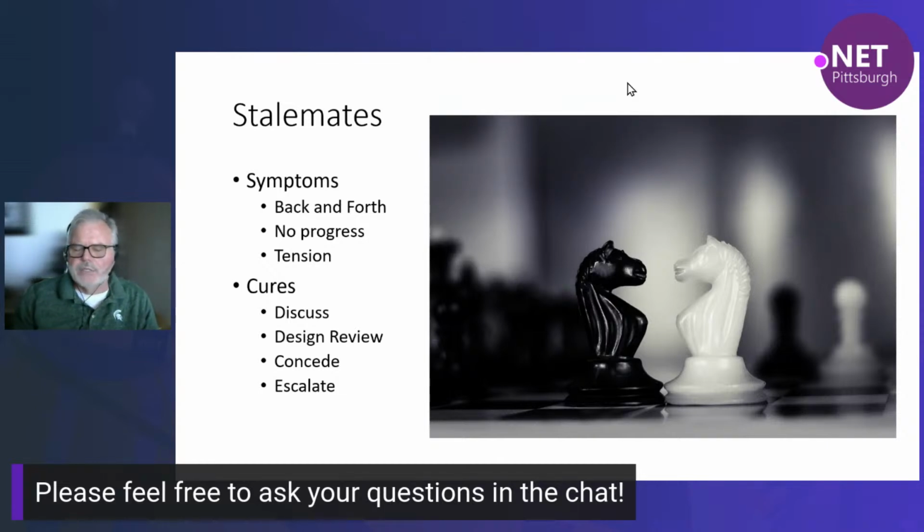And then finally, the last resort, escalate, bringing it up to the architect, the project manager, the product owner, whoever is the team manager, whoever's in charge of that, and let them make a decision. And I would do this in order. Discuss it face-to-face, review the architecture, concede, and if each one of these works, great. If they don't work, go to the next step.